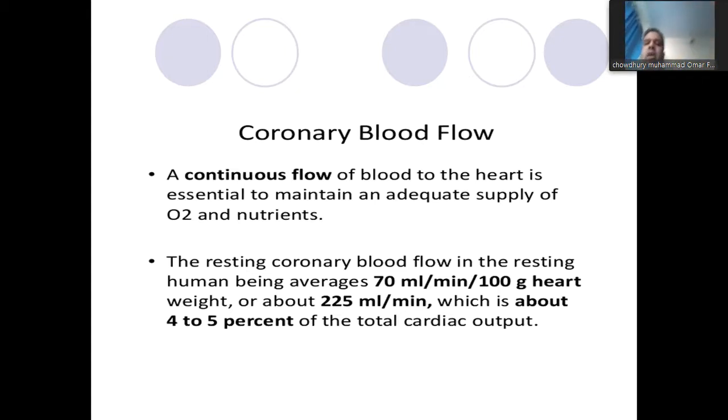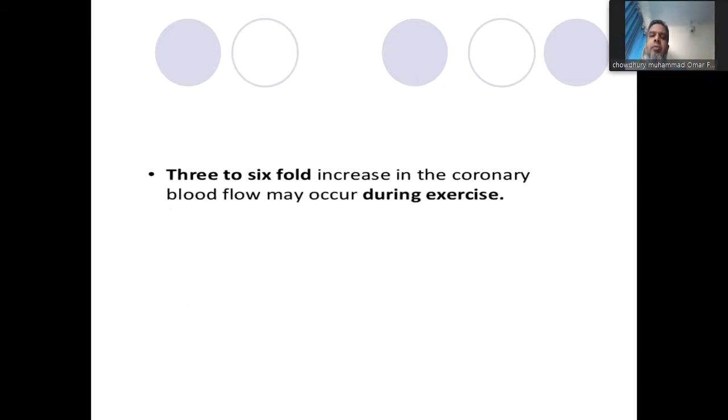coronary arteries. Now, coronary blood flow. A continuous flow of blood to the heart is essential to maintain an adequate supply of oxygen and nutrients. The coronary blood flow in the resting human being averages 70 ml per minute per 100 gram of heart weight, or about 225 ml per minute, which is about 4 to 5% of the total cardiac output. And a 3 to 6-fold increase in the coronary blood flow may occur during exercise.